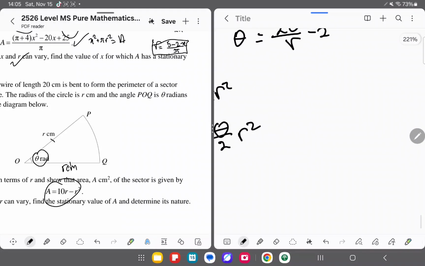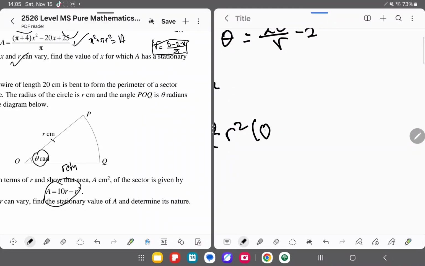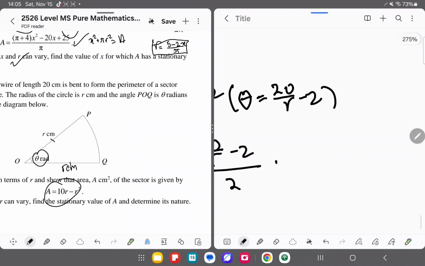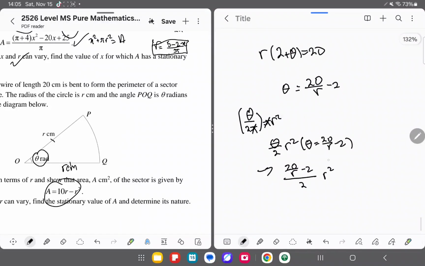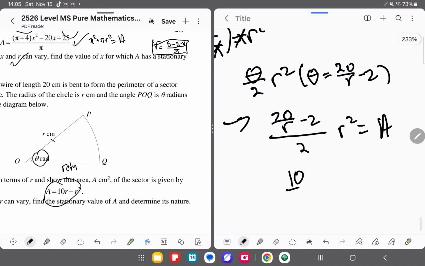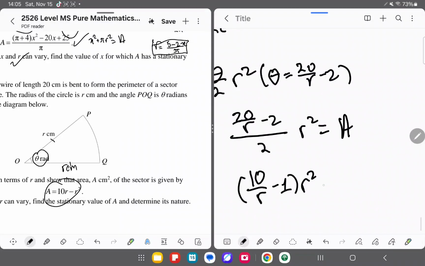So we'll just replace, knowing that theta is equal to 20 over r minus 2, we can apply that 20 over r minus 2 over 2, r squared is equal to the area in terms of r. So we divide by 2, we get 10 over r minus 1, r squared. You distribute the r squared, and you get 10 minus 10r minus r squared equal to A. So we have now proven that A is equal to the following here.